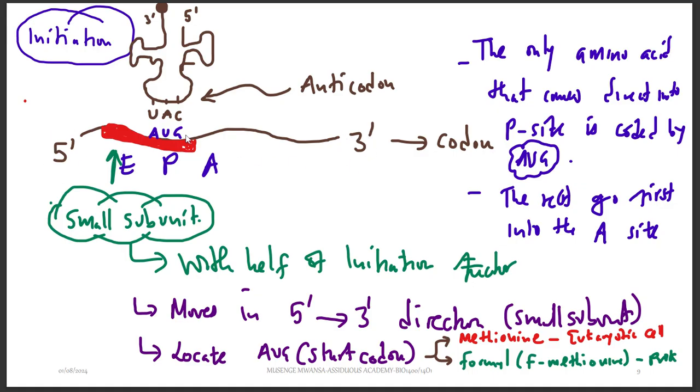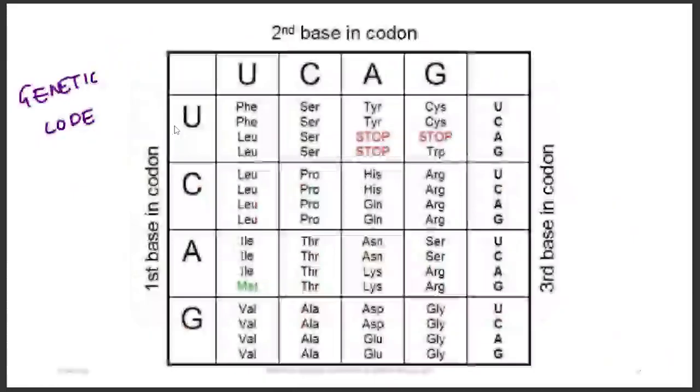As it moves, it locates where you have AUG. These are bases, and a group of three bases like AUG is called a codon. What is a codon? A group of three nucleotide bases. That's what they call a codon. And a lot of codons put together is what makes up the genetic code. So when you read AUG, you now go on the genetic code.